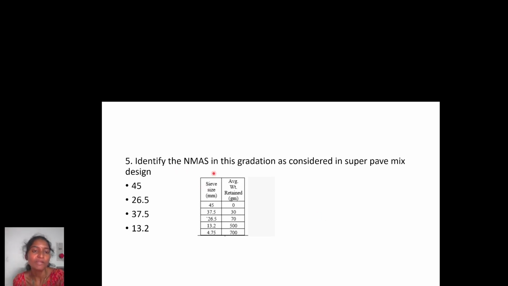Identify the nominal maximum aggregate size in this gradation as considered in the Superpave mix design. You can see 5 sieve sizes are given, and weight retained is given. They are asking out of all these 5 sieve sizes, which sieve size is the NMAS? We know that the nominal maximum aggregate size is one sieve size larger than the first sieve size that retains more than 10% of the aggregate. So first we find that sieve size, and the sieve size one higher than that would be the NMAS.